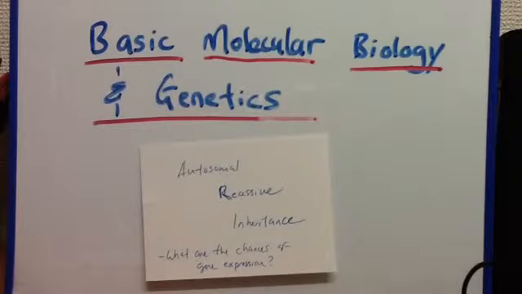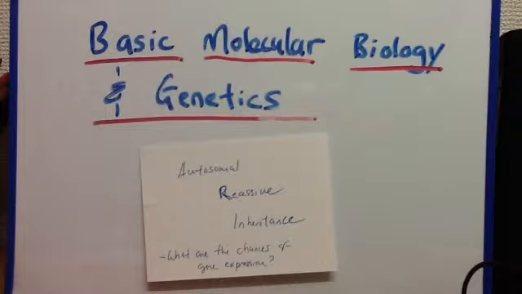Okay, let's talk a little bit about autosomal recessive inheritance. Let's think about a pedigree chart which illustrates the recessive inheritance pattern. And when we think about autosomal recessive inheritance, of course we're thinking about cystic fibrosis, sickle cell anemia, Tay-Sachs, phenylketonuria, and Wilson's disease. Lots of things we're going to discuss. But first, let's think about what are the chances for gene expression.